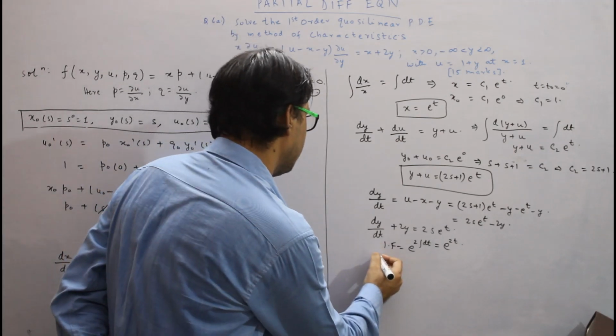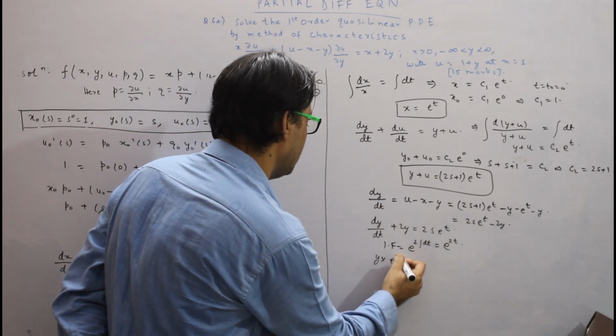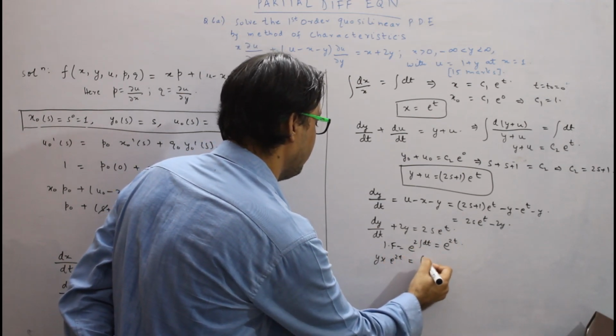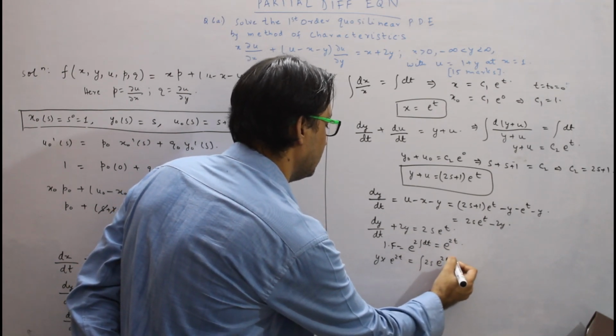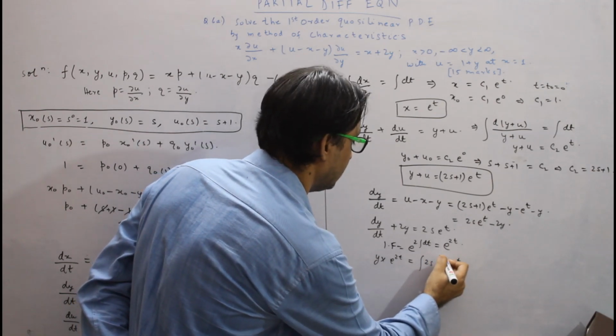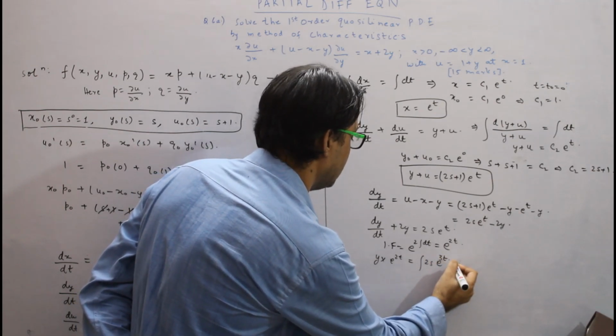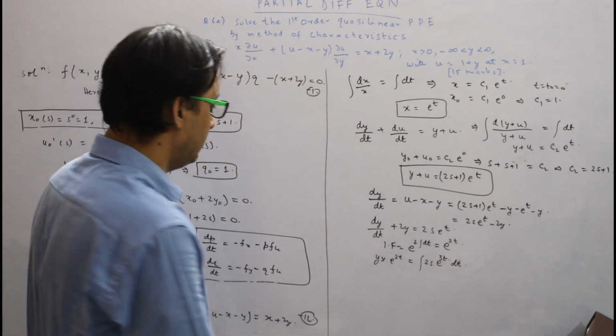So we can write this as y into my integrating factor, which is e to the power 2t, is equal to the integral of 2s, integrating factor is 2t, into this e to the power t. So this becomes my e to the power 3t. So I can write it as e to the power 3t dt. So I have got some of the values over here.